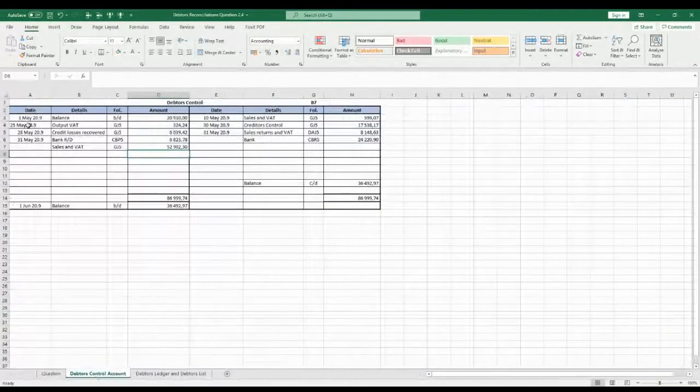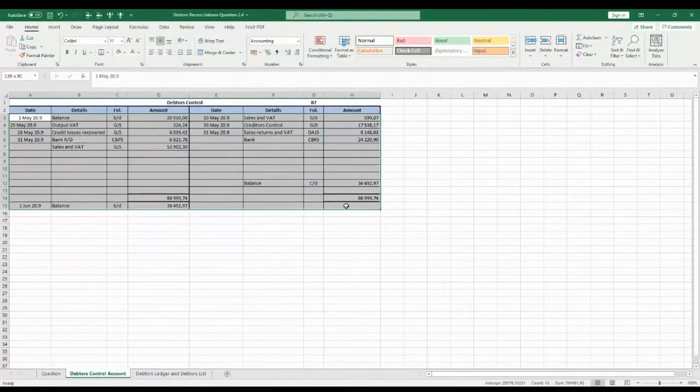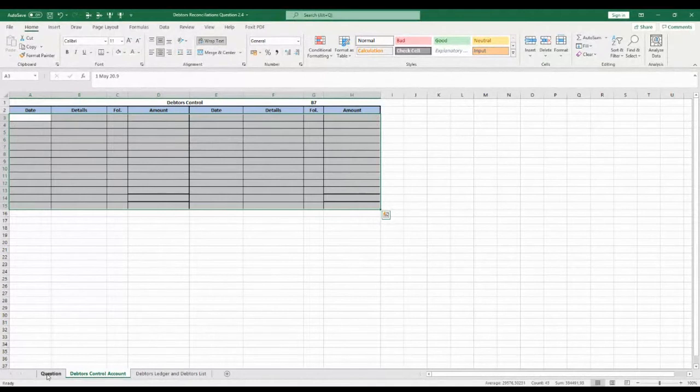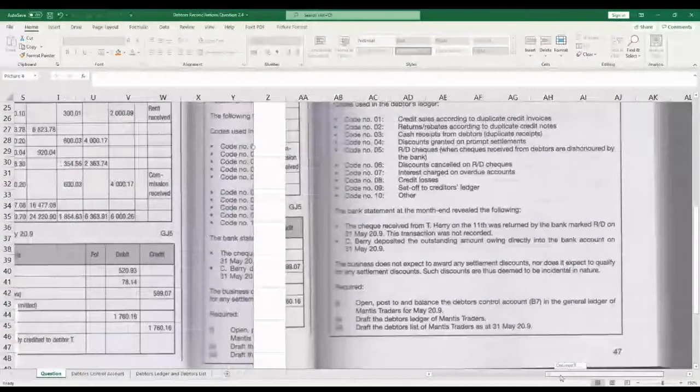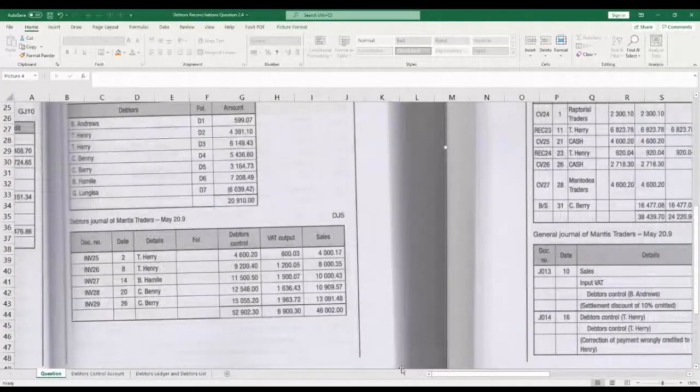So let's have a look at the debtors control. Just going to blank this out, and then we're going to start from the beginning. Okay, so for the debtors control, we said step 1 is we need to do the opening balance. Now, based on the information they've given you, what was the opening balance of our debtors control account on the 1st of May?